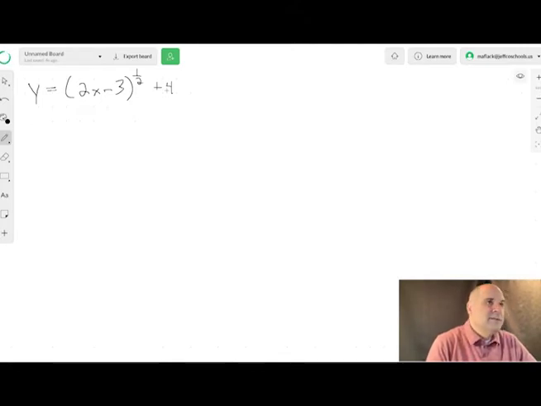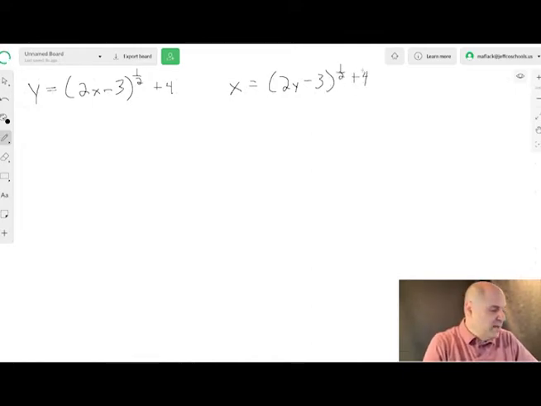Should we just find the inverse first? Let's find the inverse first. So we're going to put the inverse over here. The inverse looks like this: x equals (2y minus 3) to the 1/2 plus 4. All we did was swap the x and y. Okay, so let's solve for y. We're going to get rid of this 4 first.